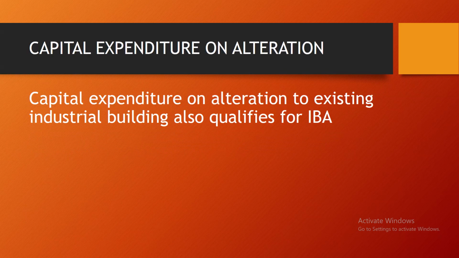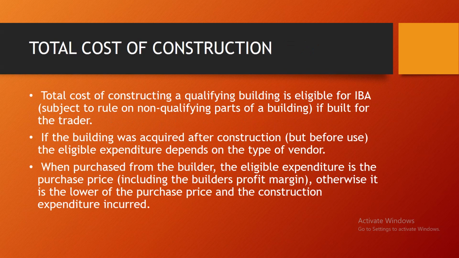Also, capital expenditure on alterations. Capital expenditure on alterations to an existing industrial building also qualifies for industrial building allowances. There are kinds of alterations that can be made to a building, and those also qualify. So let's look at the total cost of construction. The total cost of constructing a qualifying building is eligible for industrial building allowance, subject to the rule on non-qualifying parts of the building, as I've already highlighted.